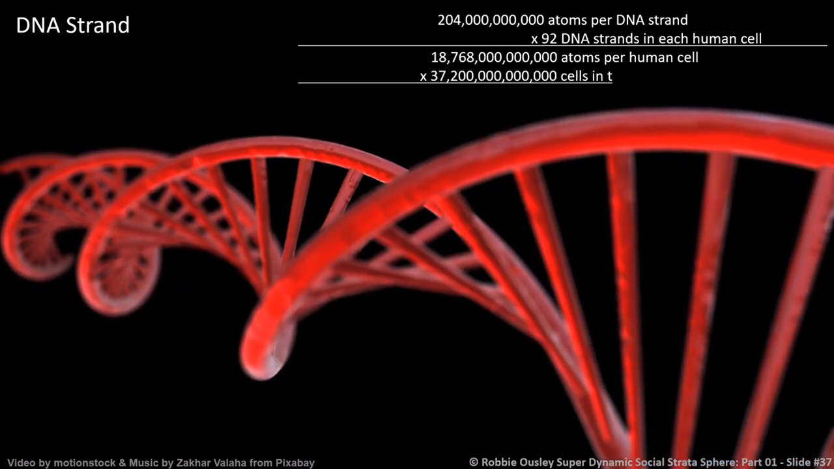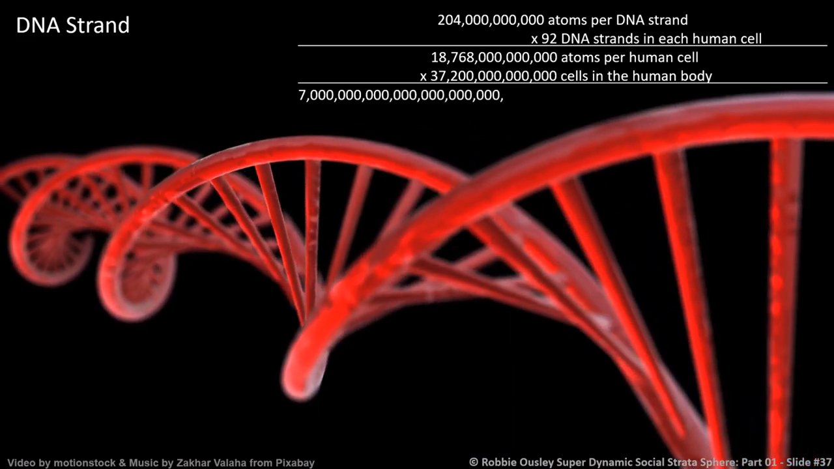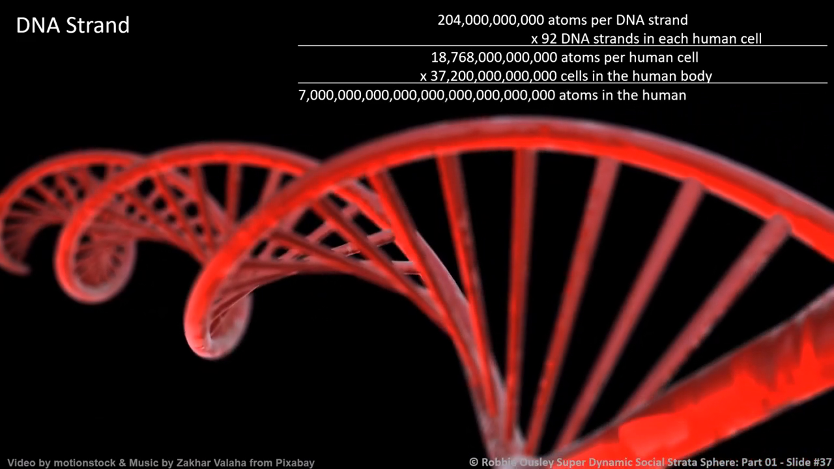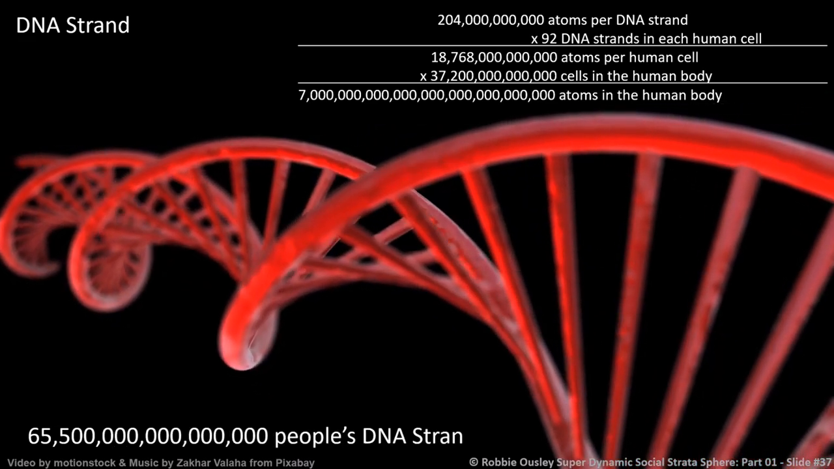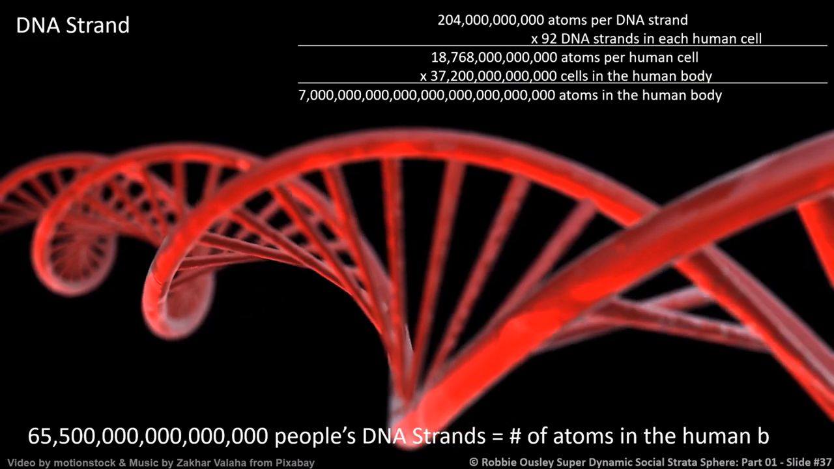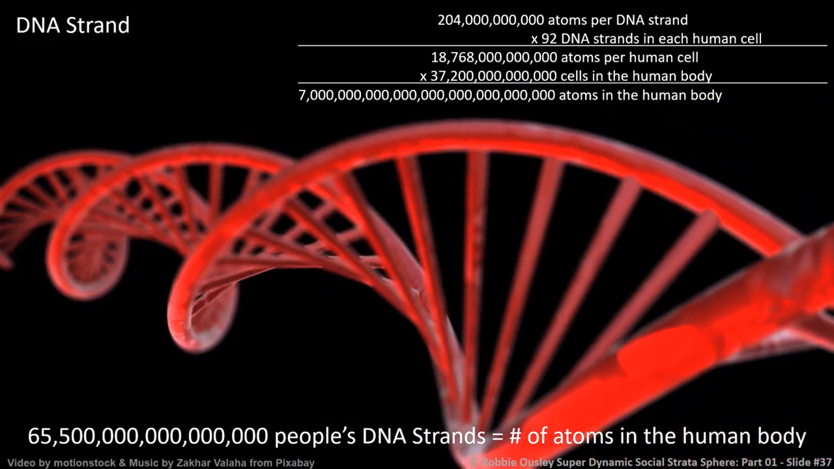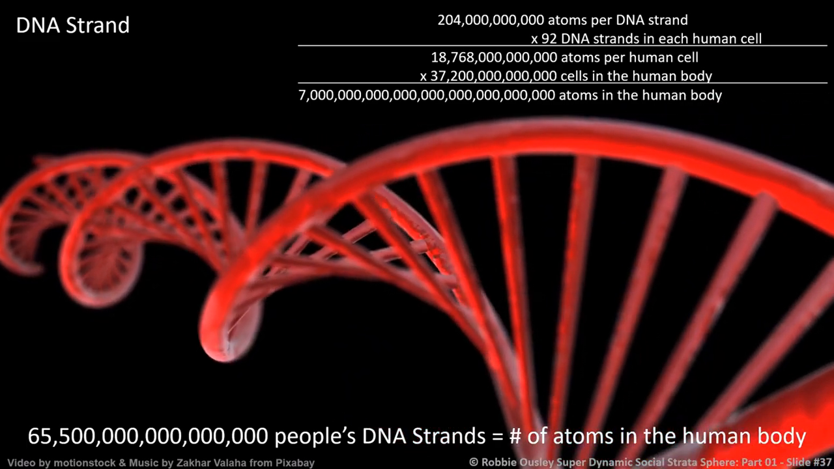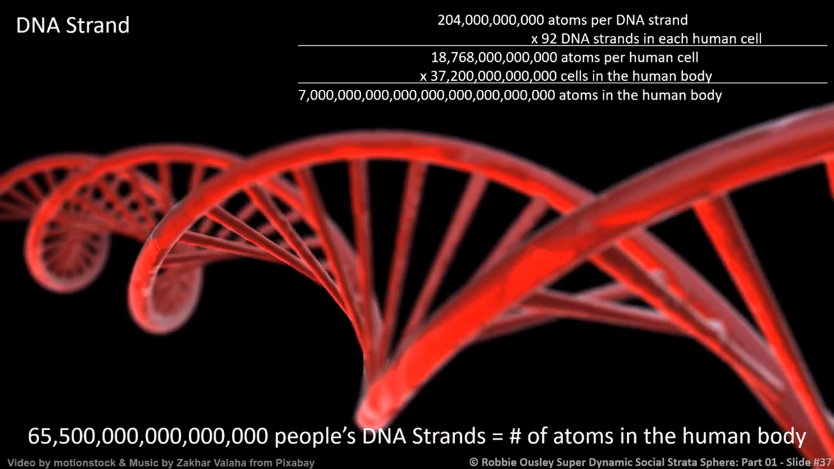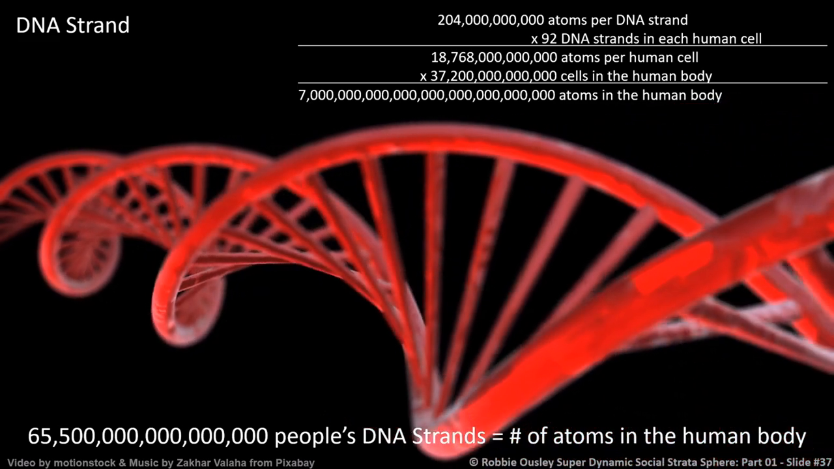There are about 204 billion atoms in each strand of DNA, about 92 DNA strands in each human cell, about 37.2 trillion cells in the human body. This rounds to 7 octillion atoms in the human body, 27 zeros. There are 7 billion people alive today. It is estimated that a total of 107 billion people have ever lived. It would take 65.5 quadrillion people to match the number of atoms in one person.